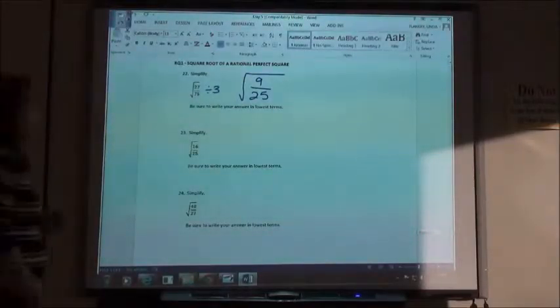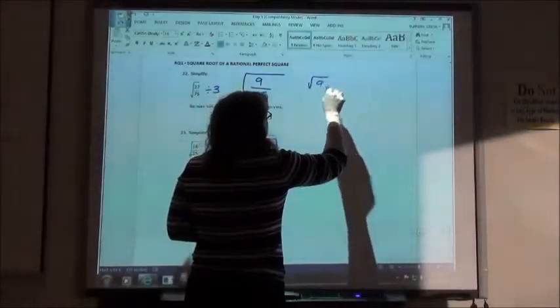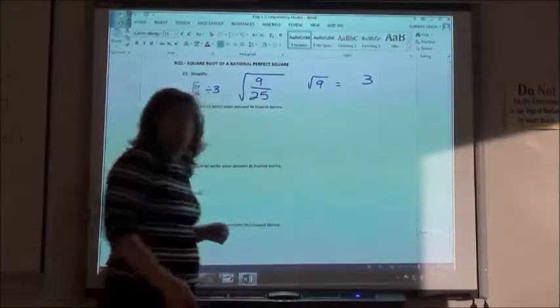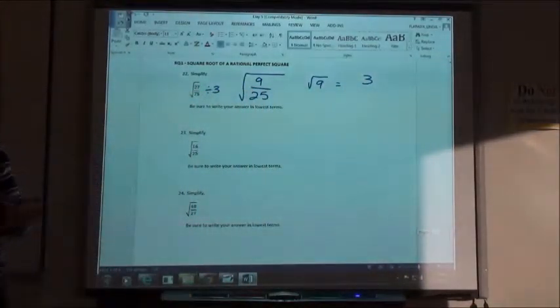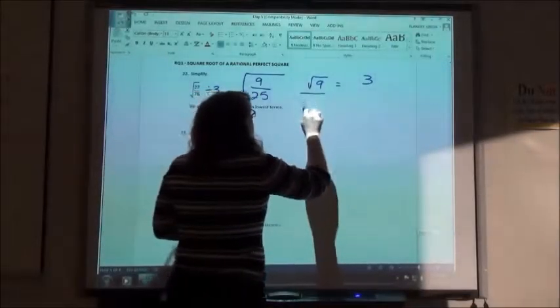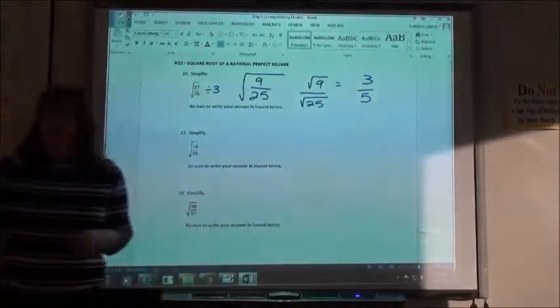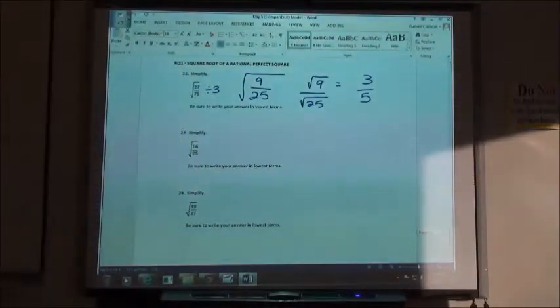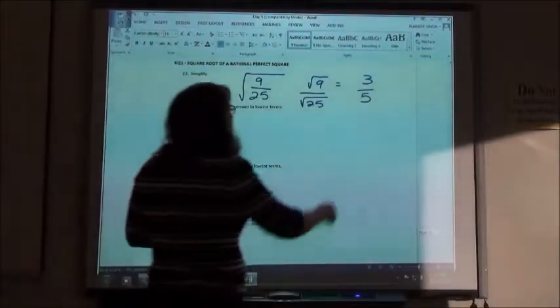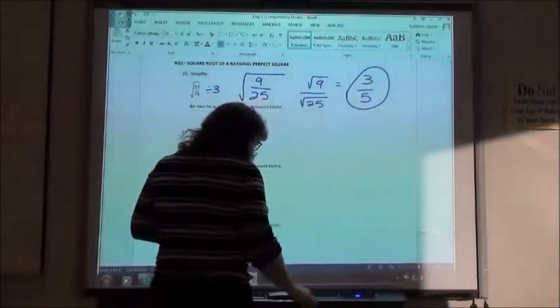The square root of 9 is just the nice plain whole number 3, no square root over the top of it anymore. The square root of 25 is the nice whole number 5. You always want to check at the end, is your fraction in simplest form? In this case it is. 3/5 can't be reduced. And so that's just going to be my answer.